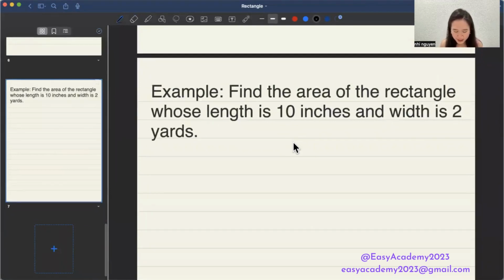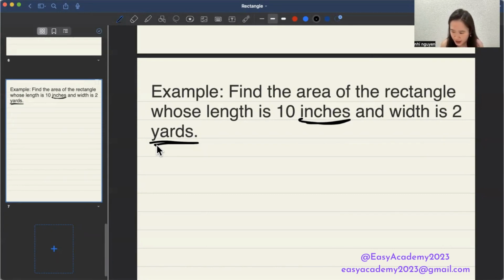Finding area of a rectangle. Let's look at this example. Find the area of the rectangle whose length is 10 inches and the width is 2 yards. Now look at the units. Do you notice anything? We have inches and we have yards. They're not the same. So we can only do any calculation when the units are the same.